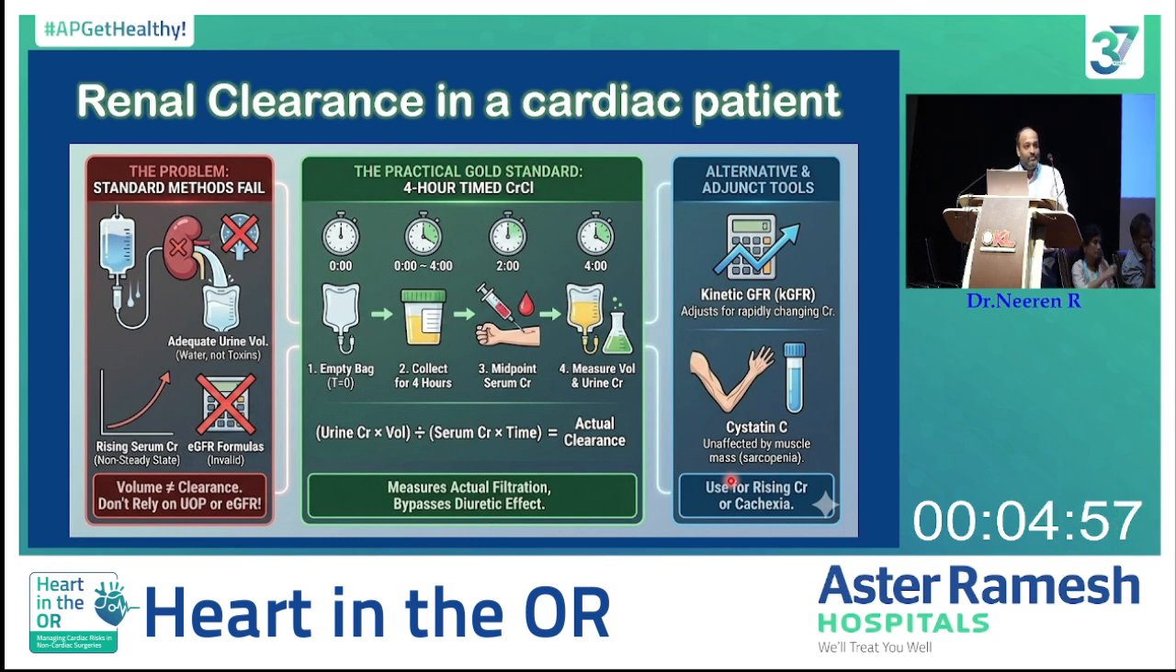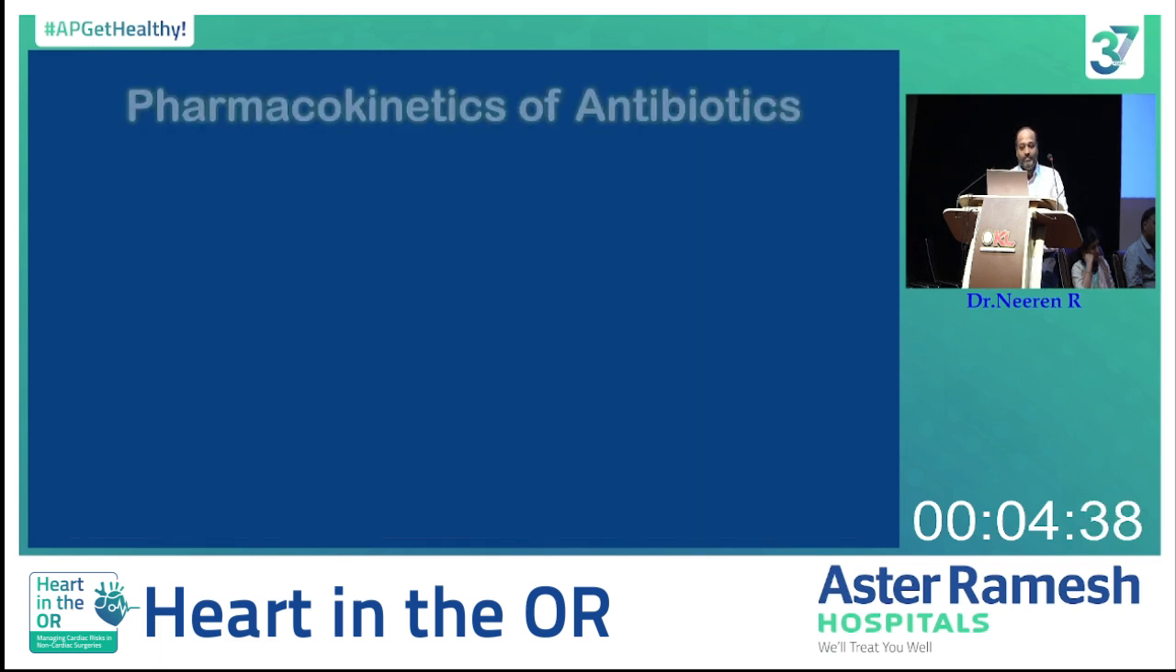The ideal way is to go back to the basics, calculate the urine and serum creatinine over a short duration, and that keeps changing day by day. So that is the best way to calculate renal clearance in these patients. Of course, you can use some other adjunctive tools like kinetic GFR and cystatin C if they are available.